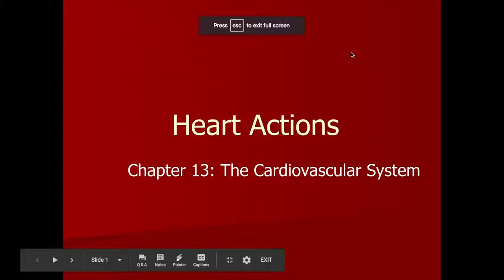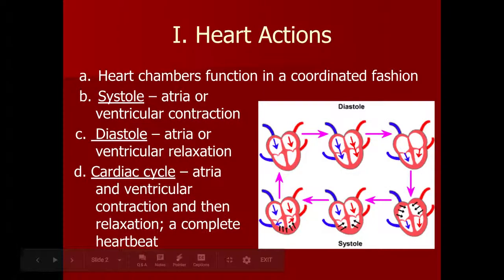Alright, so today's notes are over heart actions. This first slide is basically stating that the chambers of the heart work together in a really coordinated fashion. And there's two words to describe it.